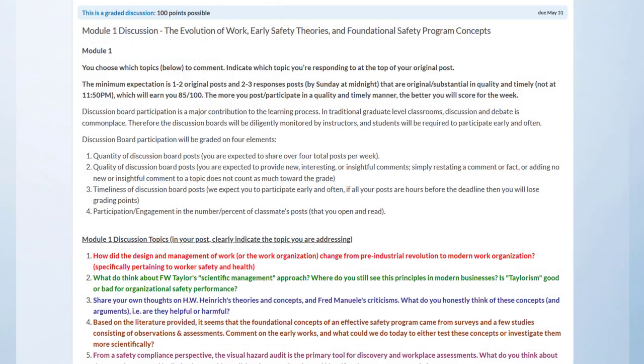Here's the stuff for the discussion board. If you post 2 and 2, 2 and 2 is the minimum. That's an 85 out of 100. If you participate pretty actively in the live session, boom, you'll get all the points. And then I've got the 5 different things. You can choose what you want to talk about. You don't have to do all 5.